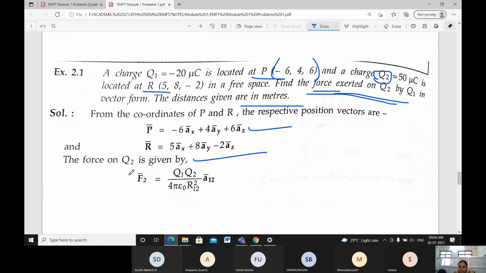Observe here, force on Q2 is given by F2 equals Q1 Q2 divided by 4 pi epsilon naught times R12 squared. Force on Q2 means you have to go with R12. If it is asked for force on Q1, you should go with R21. Whichever charge is asked for, that you have to take outside. Then about it you should write the unit vector A12.